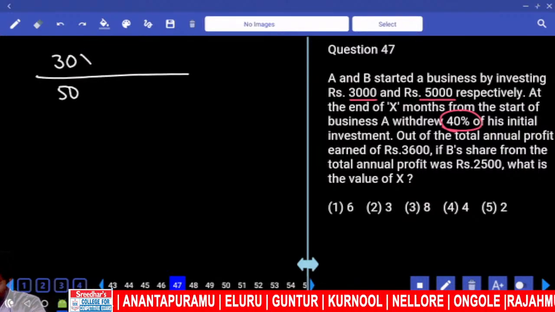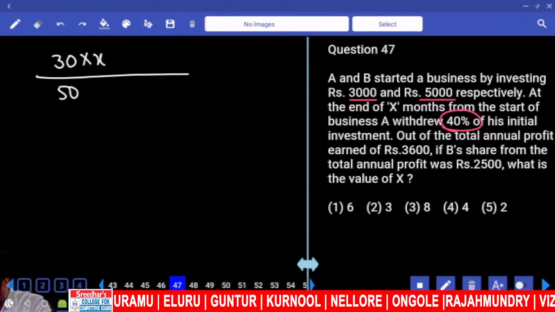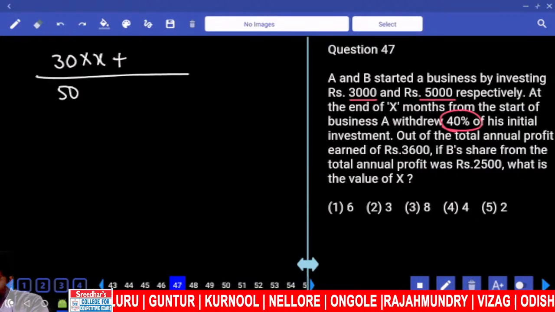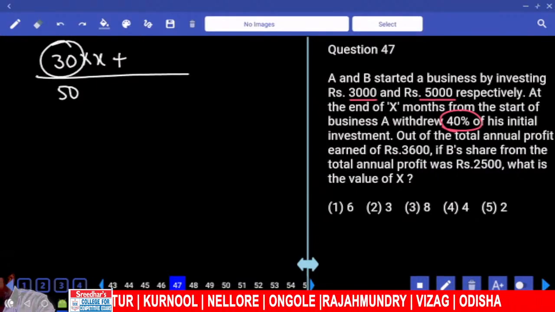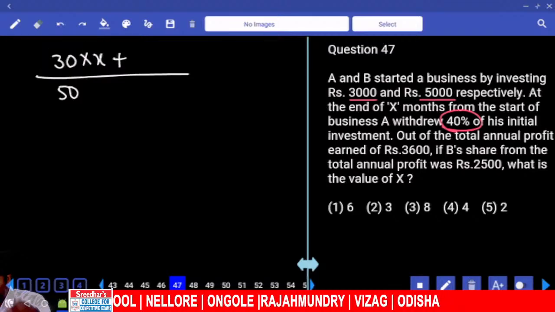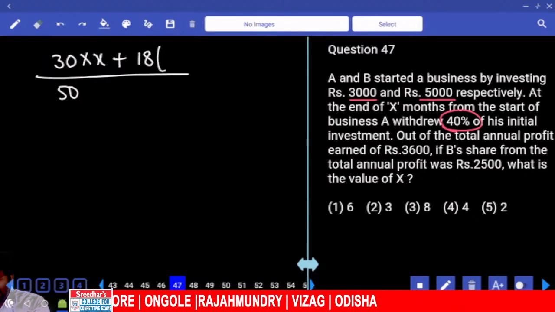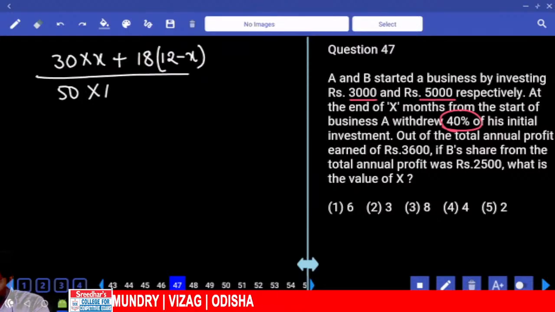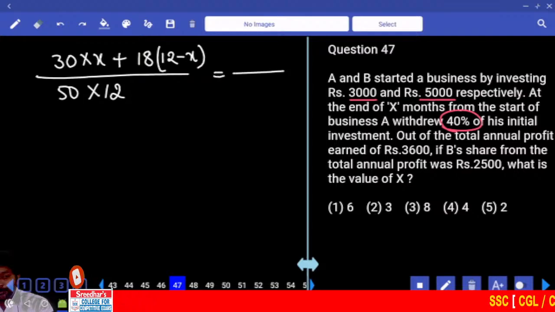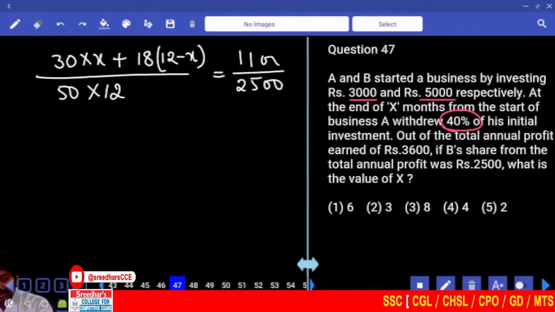Initial investment of A is there for only X months. After that, 40% of the initial investment, which is 12, is withdrawn. The remaining 18 will be there for the remaining time, which is 12 minus X. B's investment is there from the beginning till the end. Out of total profit 3,600, B is getting 2,500, then A will get 1,100.